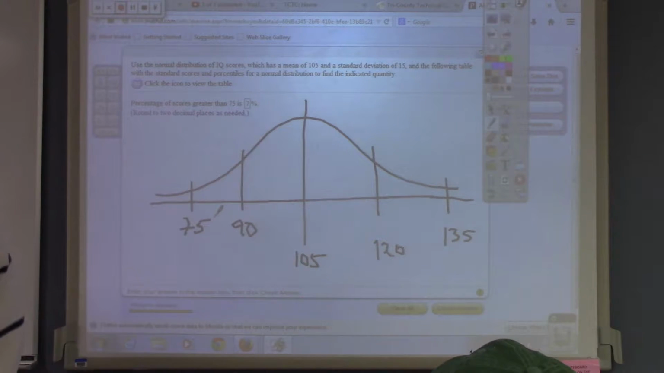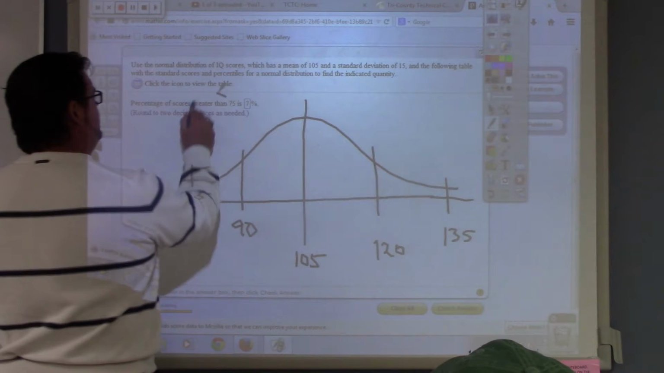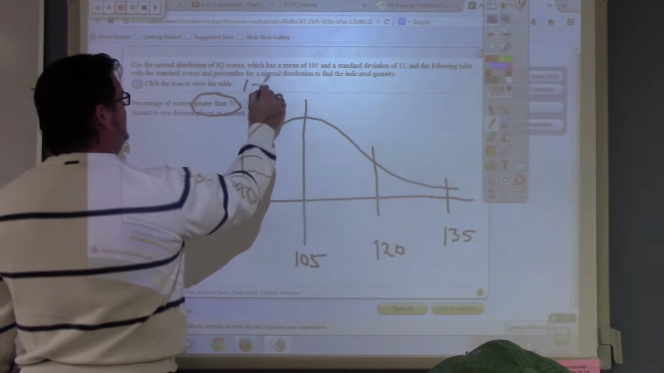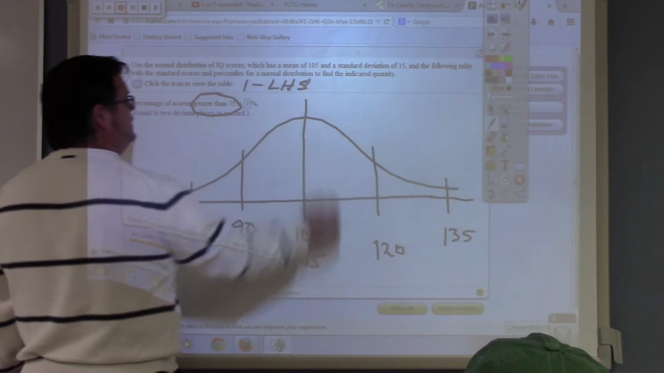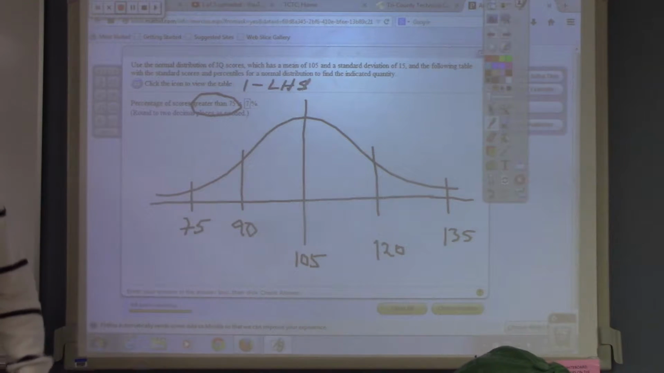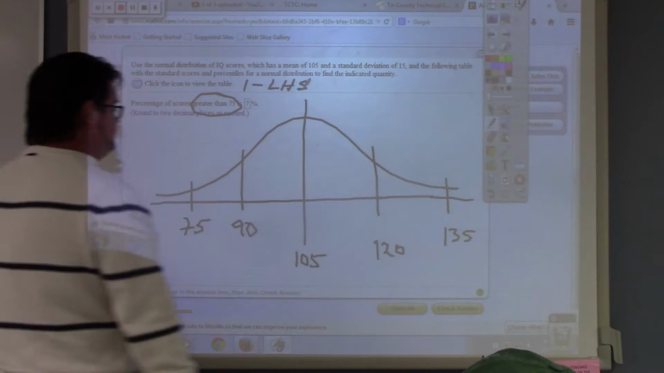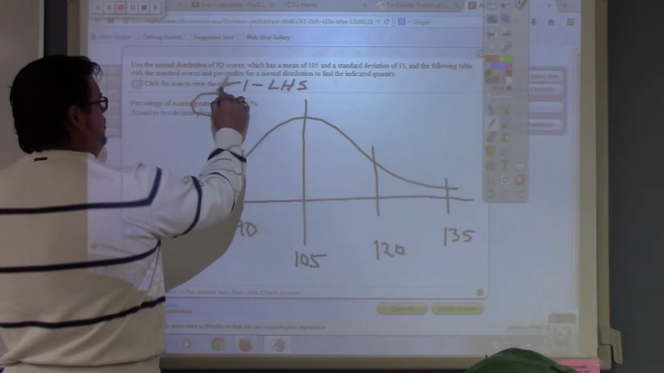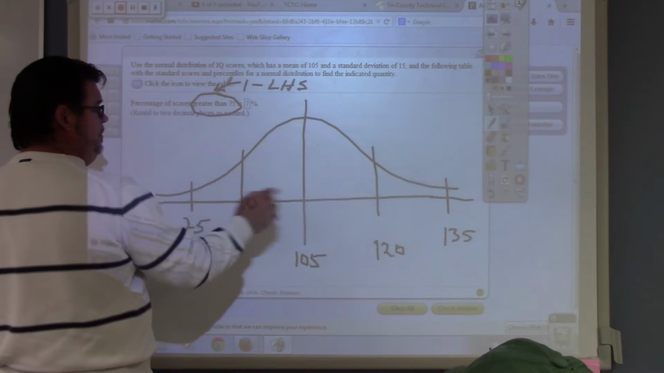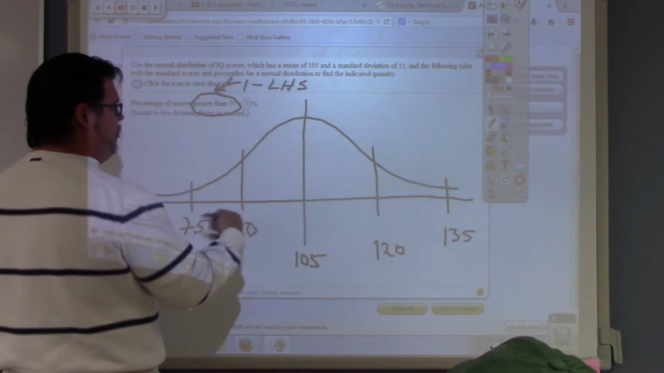Now, the question says greater. What is greater than? Greater means 1 minus left-hand side, because greater is the right-hand side. And right-hand side is 1 minus left-hand side. Capiche? All right. That's something you need to remember, but you'll see it when you do your drawing.